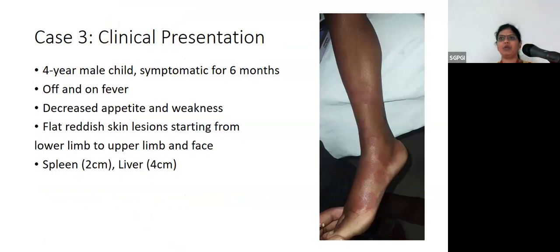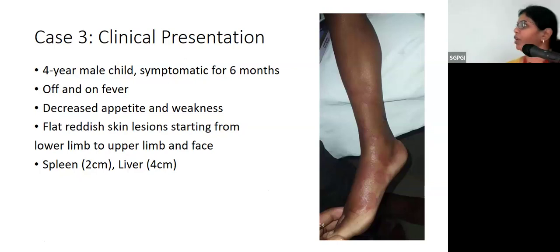My cases are quick and simpler, so I'll come to my last case. This is a case which I've put in because it is a diagnostic dilemma. We are still dealing with it, so I would like to have inputs from the faculty members here or from the audience.